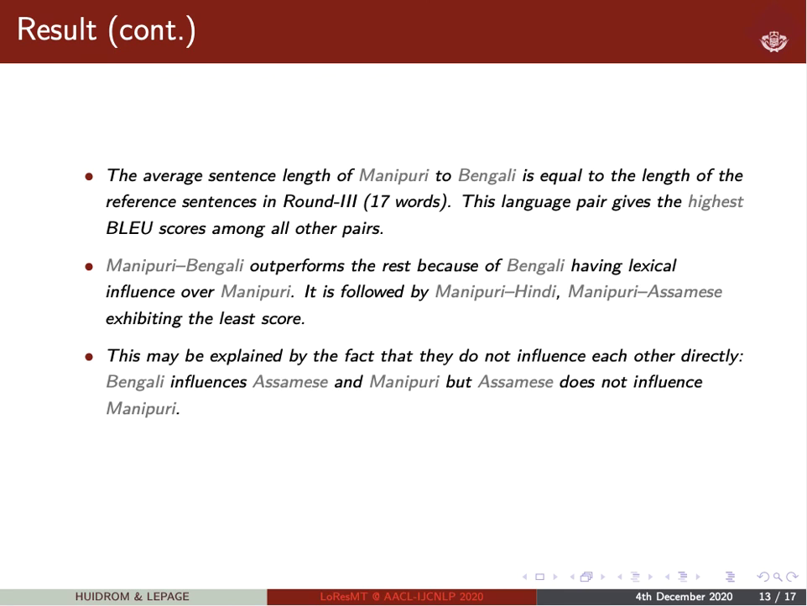We could also add by saying that Bengali has lexical influence on Manipuri. It is followed by Manipuri to Hindi, and Manipuri to Assamese exhibits the least score. To explain this, I could say that they do not influence each other directly, which means Bengali influences Assamese and Manipuri, but Assamese does not directly influence Manipuri, which is why we see this score when it comes to Manipuri and Assamese.